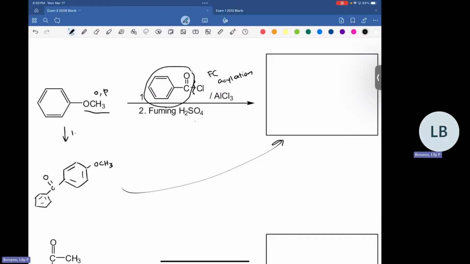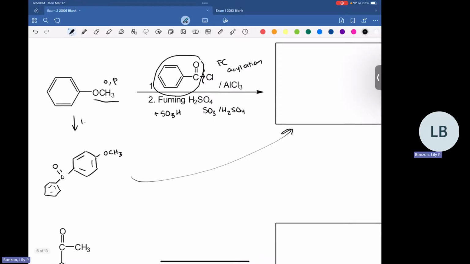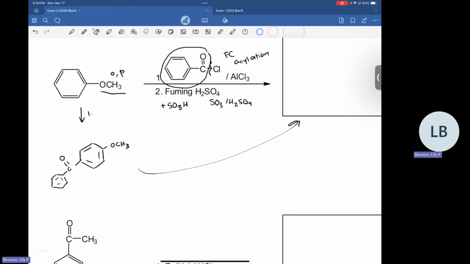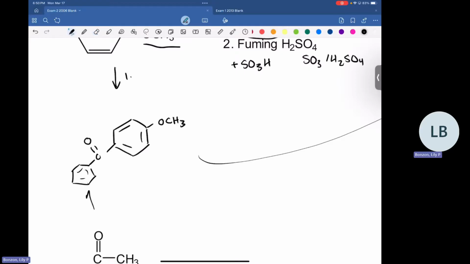This one is also SO3, H2SO4. It's the same thing. So this one adds a sulfur group, sulfate, onto our benzene. So now we have 2 benzenes, so we have to figure out which one we're going to add this new group to. And so that's going to depend on which benzene has an activator on it. So this benzene over here, it just has this ketone, and ketones are withdrawing groups. They're deactivators. So we're not going to add our new group onto that deactivated ring.